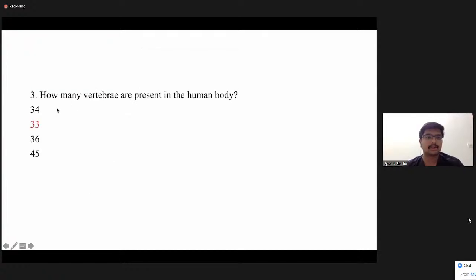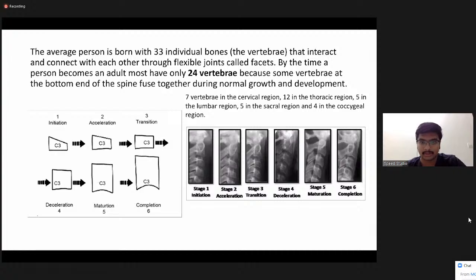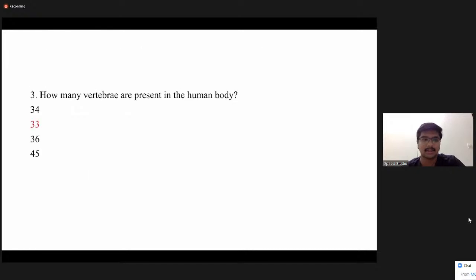So the answer for this will be 33. There are 33 vertebrae present in the human body, which reduce to about 24 vertebrae, apart from the 2 vertebrae that are going to be discussed at the last.